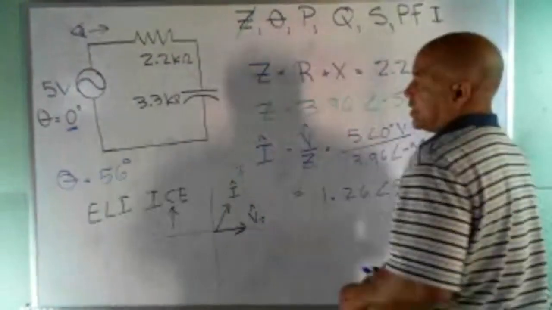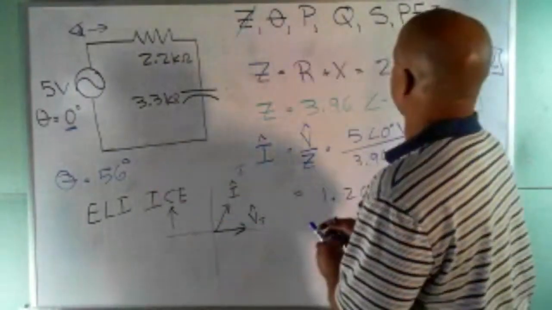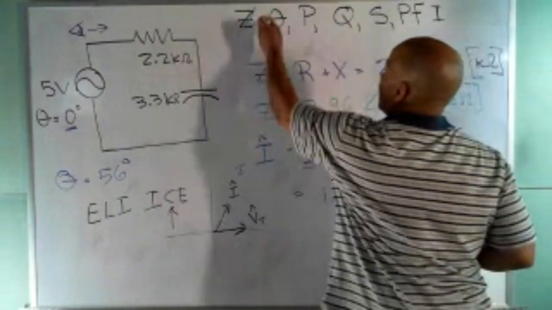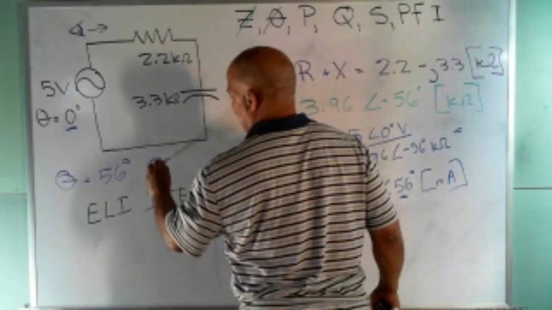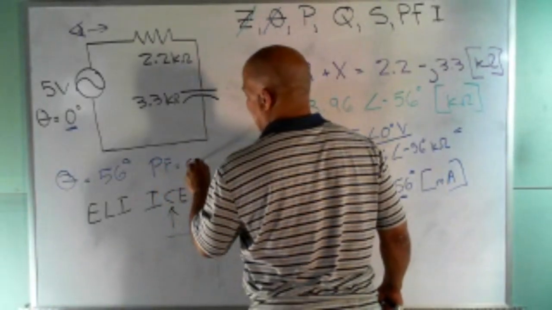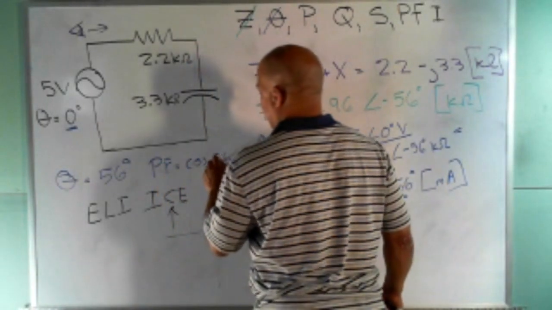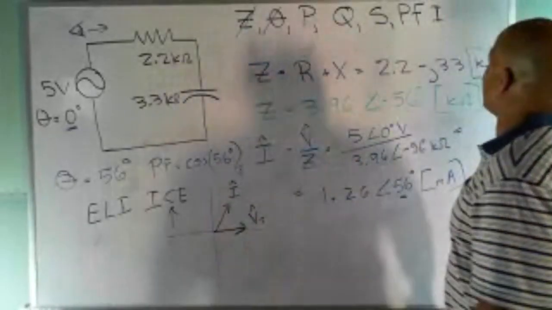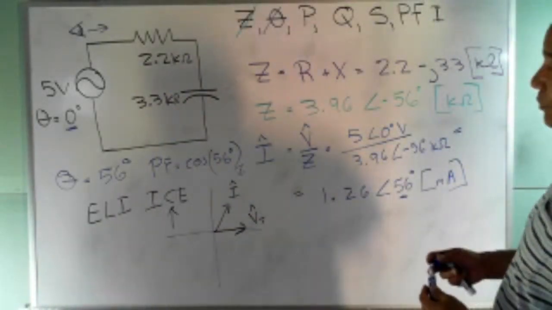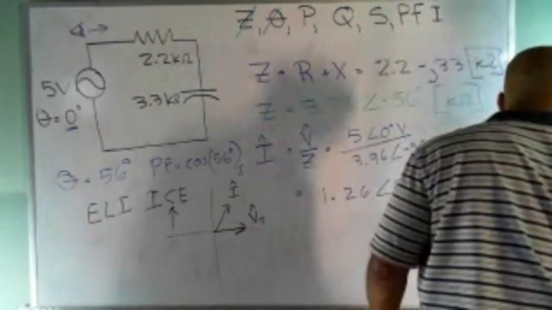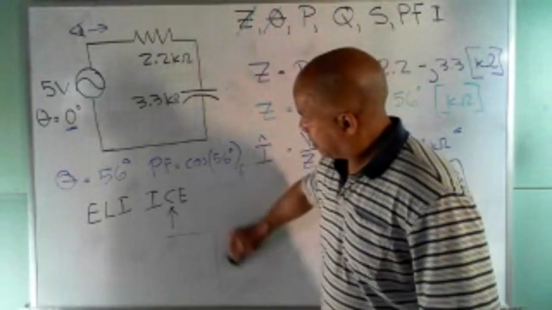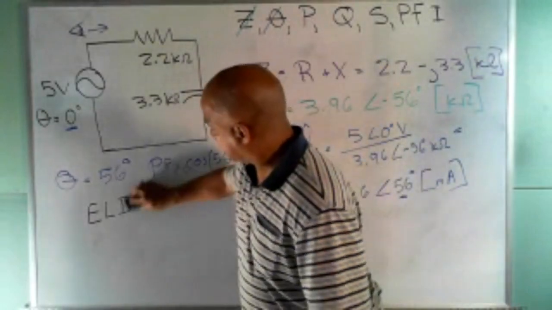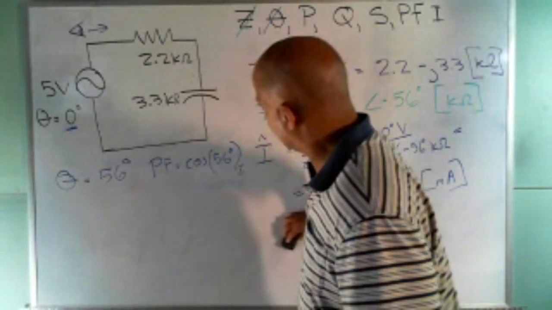And since I know this now, I can also get the power factor because PF is just the cosine of 56 degrees. What's the cosine of 56? Make sure you're in degrees and not radians. What's the cosine of 56? 0.56.